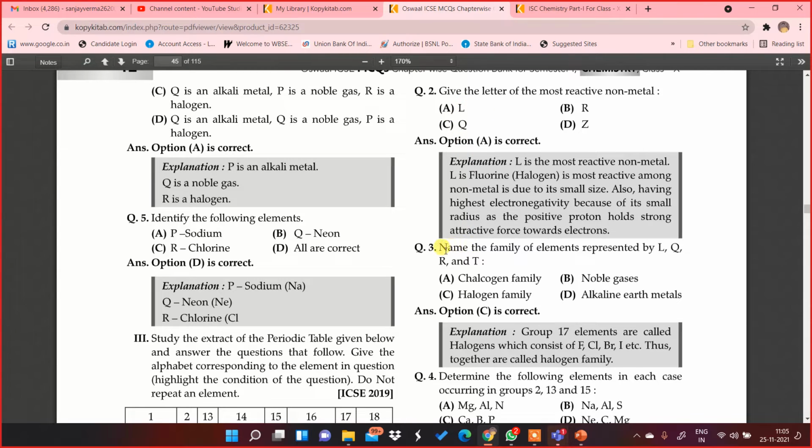Then question number 3. Name the family of elements represented by L, Q, R, N, T.